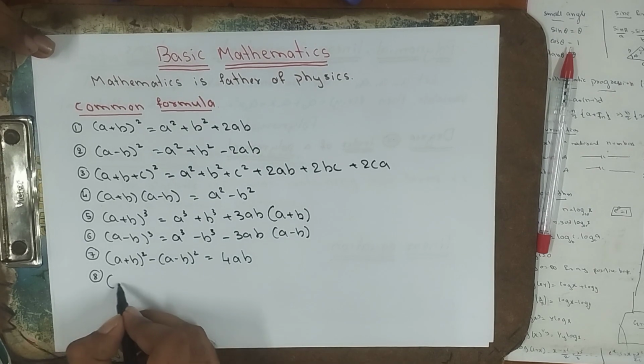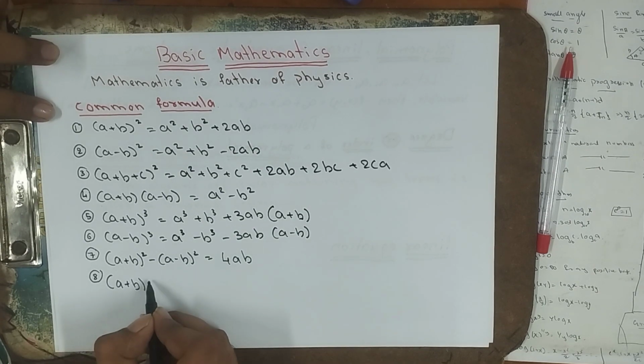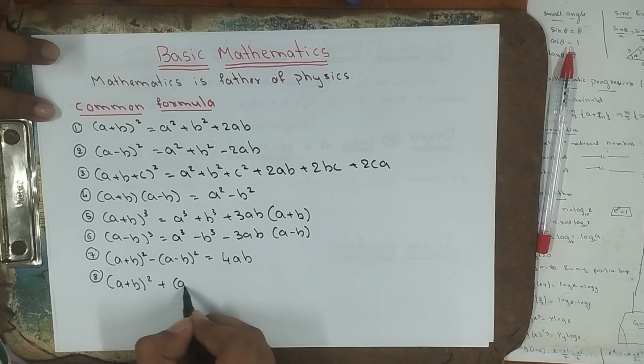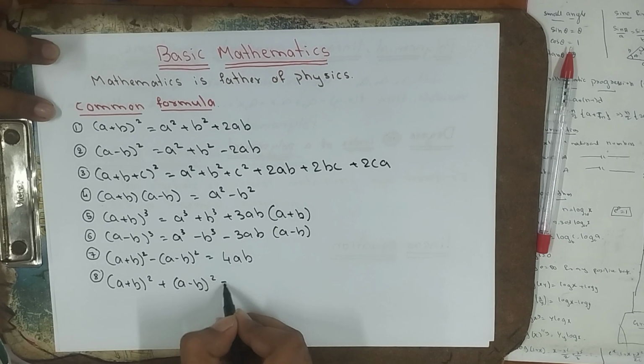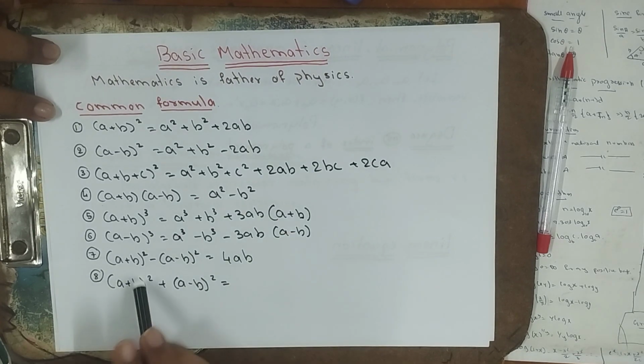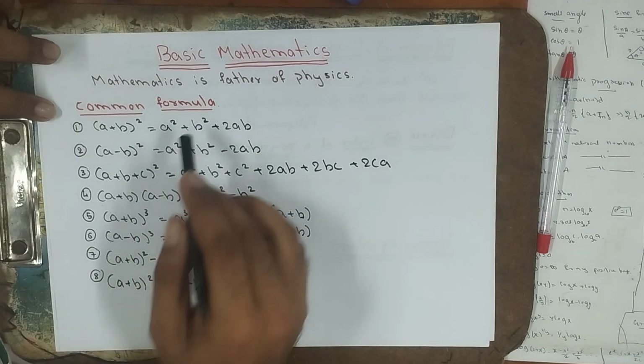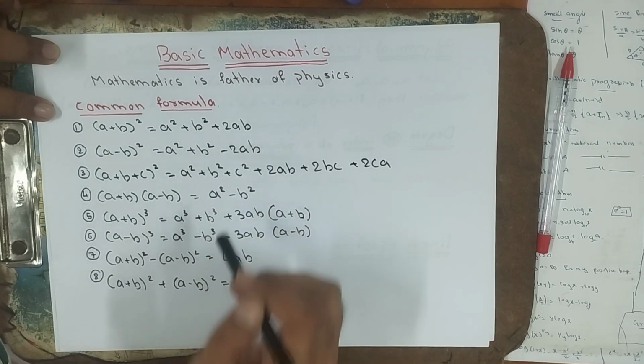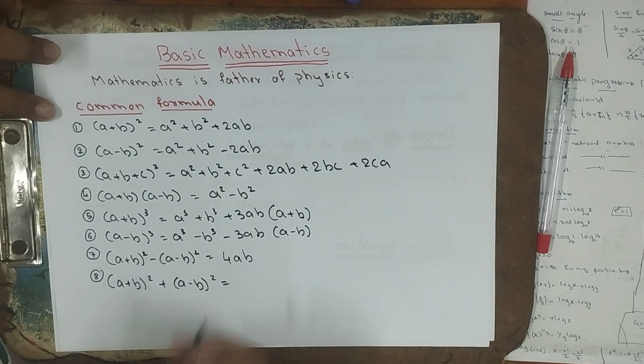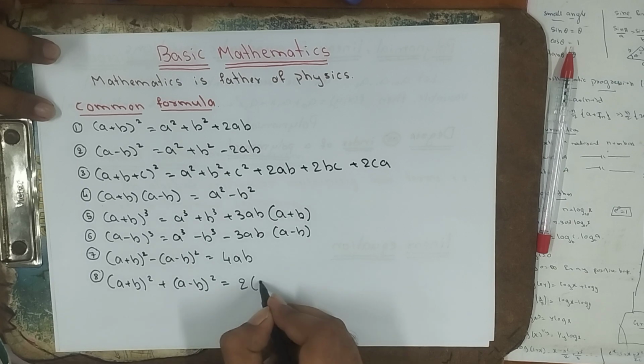Now one more thing, the same: (a plus b) whole square plus (a minus b) whole square. Don't use much brain. See, (a plus b) whole square, this one, (a minus b) whole square, this one. Very simple, right? Now if we are adding both, then this one gets cancelled, this one remains. So can I write it like this? 2 times (a square plus b square).